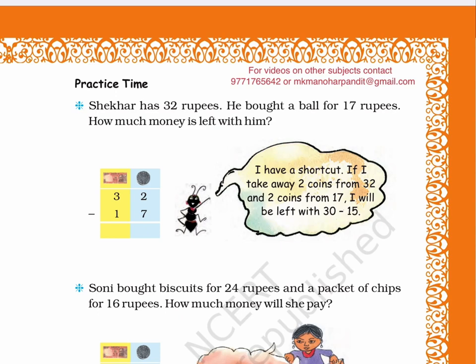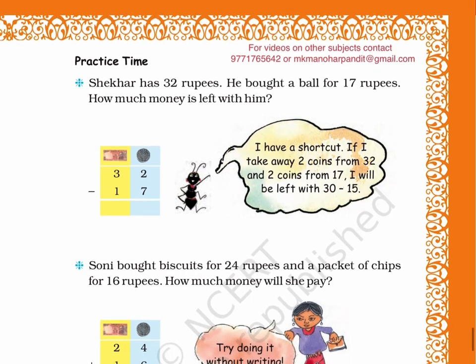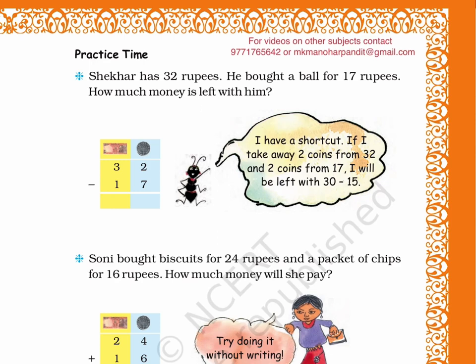Row 2, Column 1, number 1 is written. Column 2, number 7 is written. And there is a minus sign in front of number 1. Row 3 has both columns with empty spaces for writing answers. A small black ant is standing at the right side of the table and is saying, "I have a shortcut. If I take away 2 coins from 32 and 2 coins from 17, I will be left with 30 minus 15."